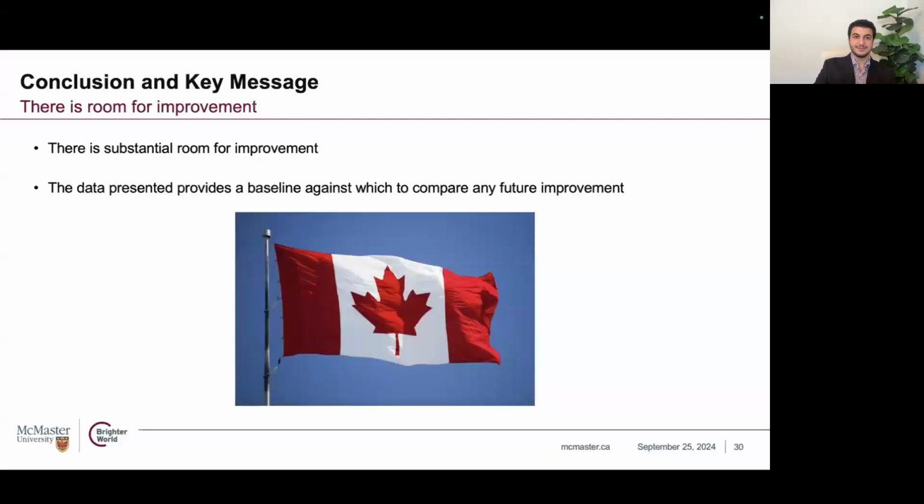So in conclusion, there is substantial room for improvement here in Canada. We can learn from other countries and from other places. And ultimately, the data we're presenting today provides a baseline for any future research in this area so that they could compare their results to ours and hopefully plot an upward trend in improvement.